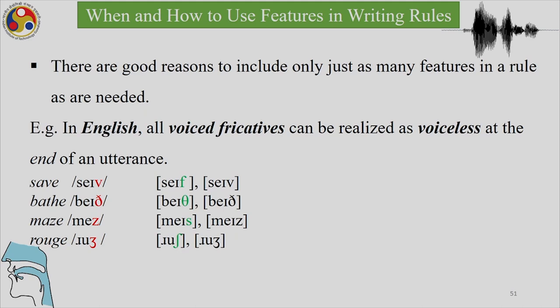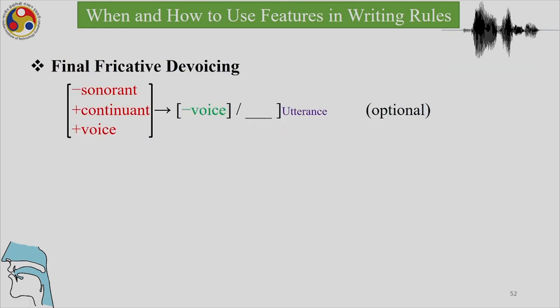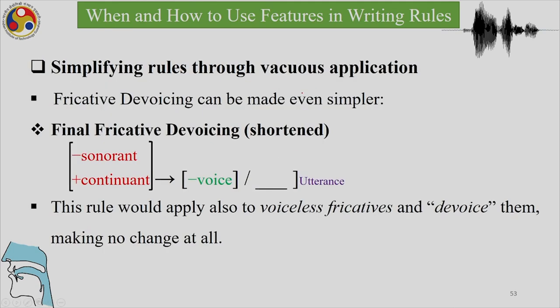In English, all voiced fricatives can be realized as voiceless at the end of an utterance, as in safe and bathe and maze, etc. Final fricative devoicing can be shown as plus voice going to minus voice at the end of an utterance. And by simplifying rules through vacuous application, fricative devoicing can be made even simpler.